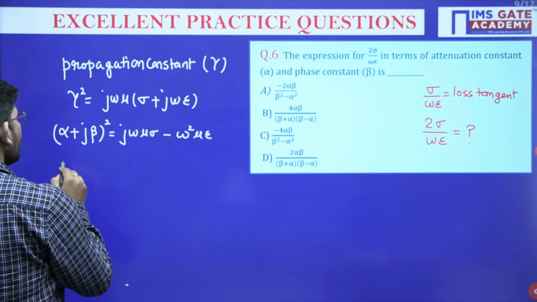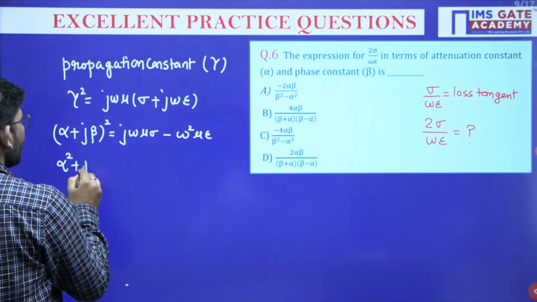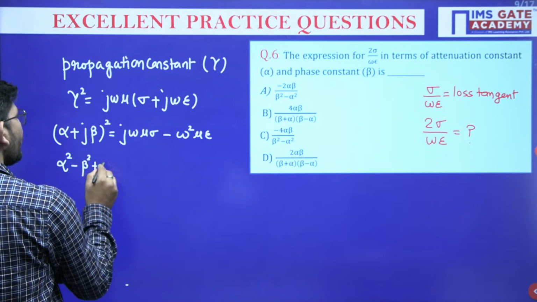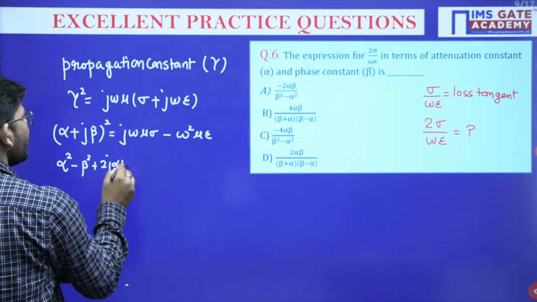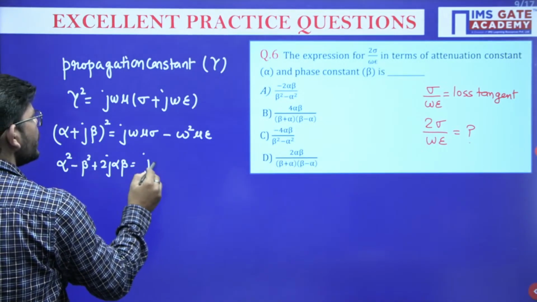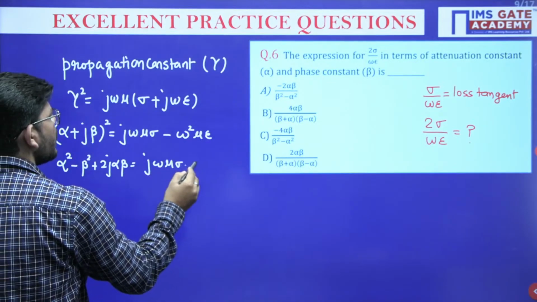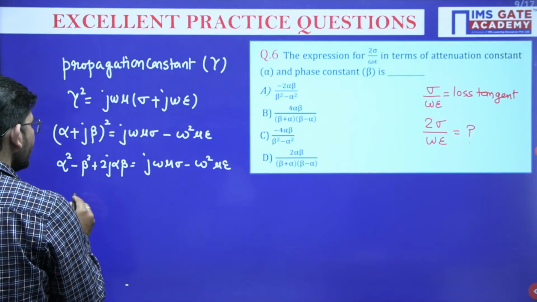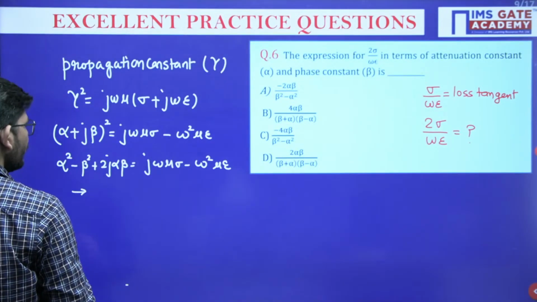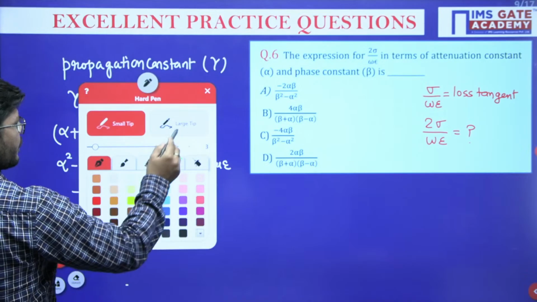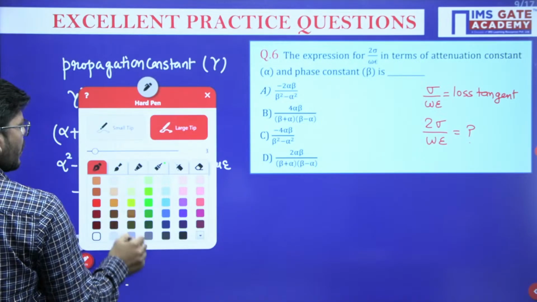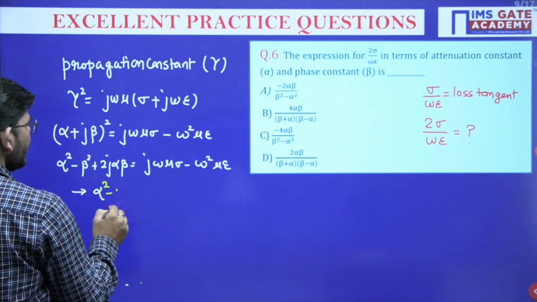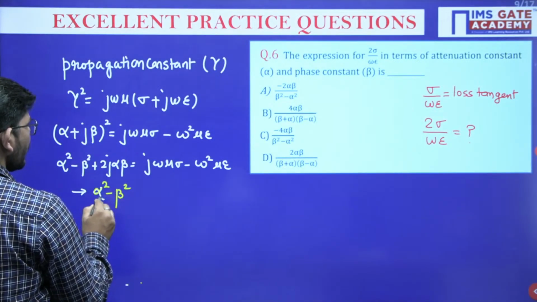Now what will this be? Alpha square minus beta square plus twice j alpha beta. This will be equal to j omega mu sigma minus omega square mu epsilon. On comparing, what you will obtain? On comparing, you will get alpha square minus beta square.